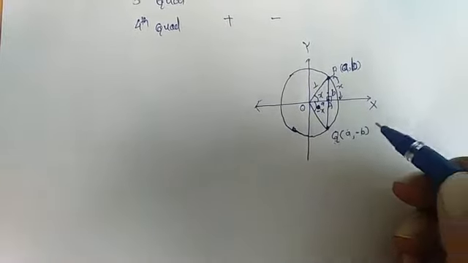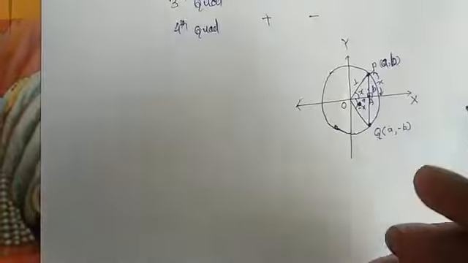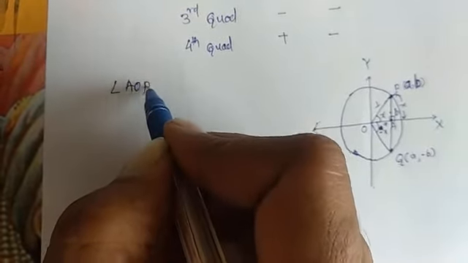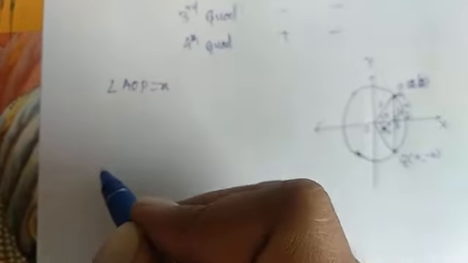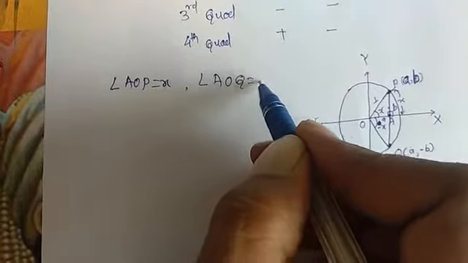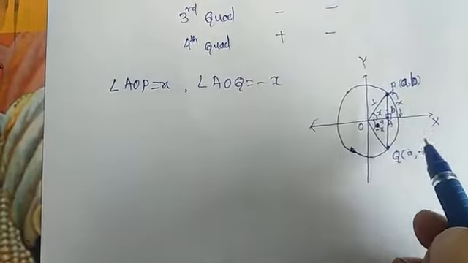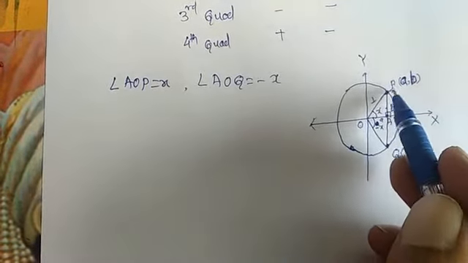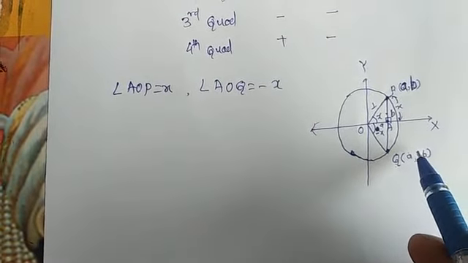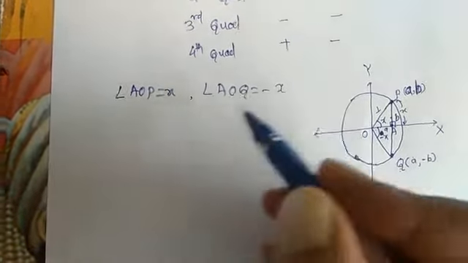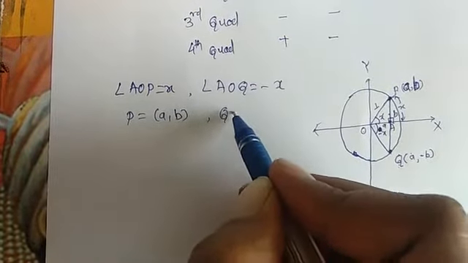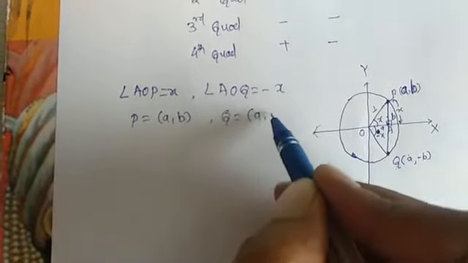Now you can say that angle AOP is equal to x and angle AOQ is equal to minus x. So P has coordinates (a, b) and Q has coordinates (a, -b).